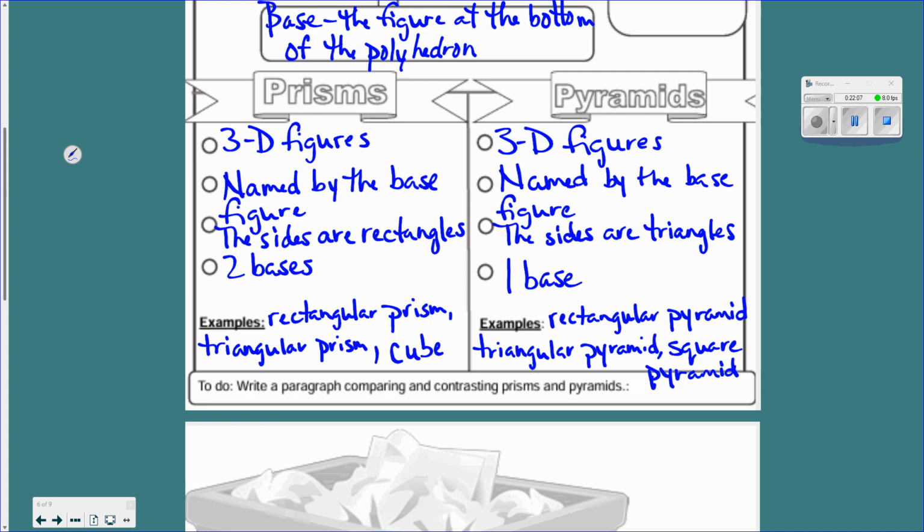The biggest thing on this, you have to recognize what your base is. That's going to be part of the name. And then you've got to figure out what the sides are. Once you've identified your bases, that's going to help you identify the sides to determine if you're looking at a pyramid or a prism. The other big one is one base versus two bases. If I've got two bases, that tells me I'm looking at a prism. A pyramid is always going to have a base and a point on it.